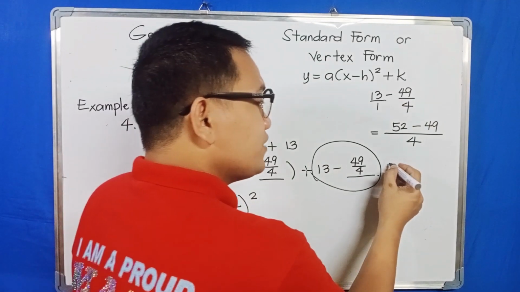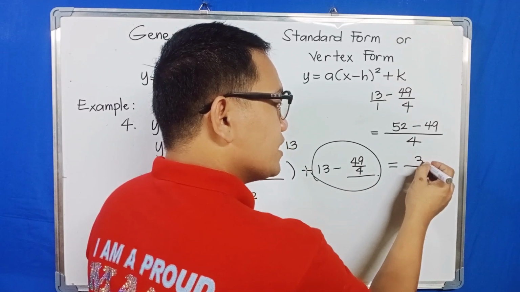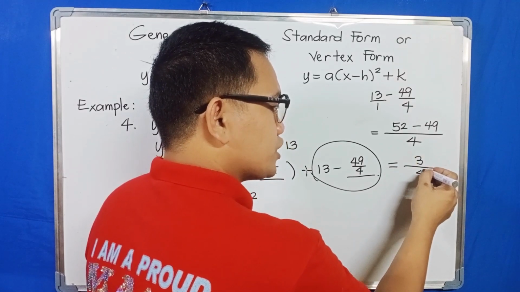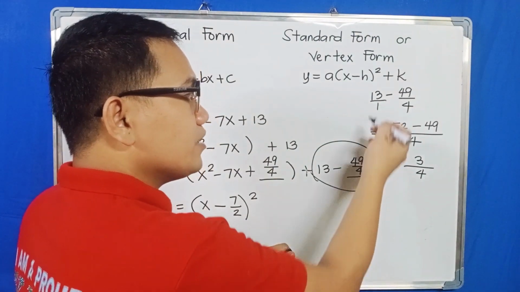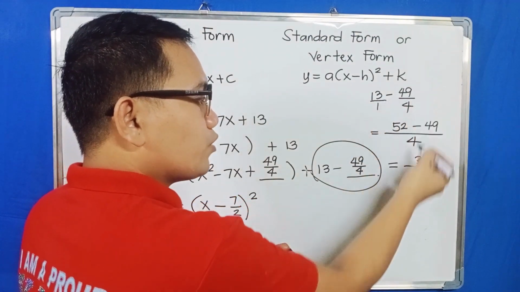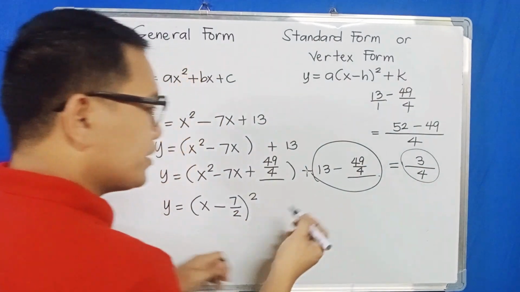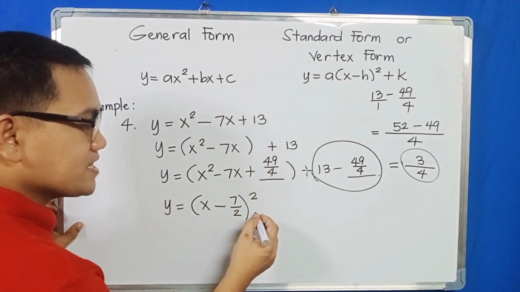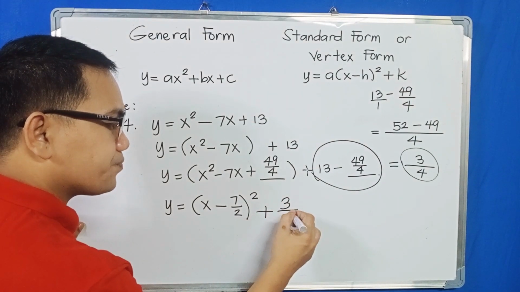So that is 52 minus 49. The difference is 3. And copy our denominator, which is 4. This means if we are to simplify 13 minus 49 over 4, it leads us to 3/4. Therefore, we will have positive 3/4 as our constant here.